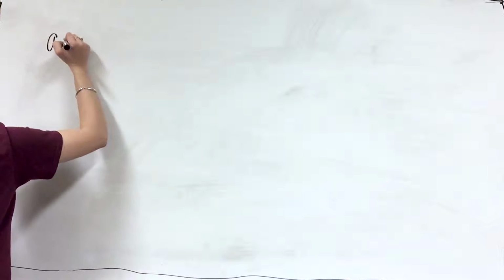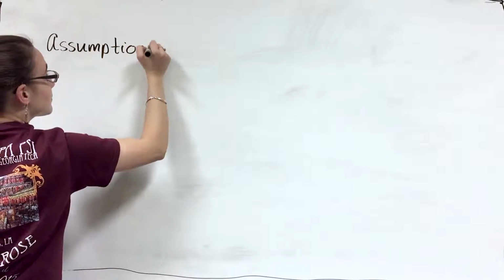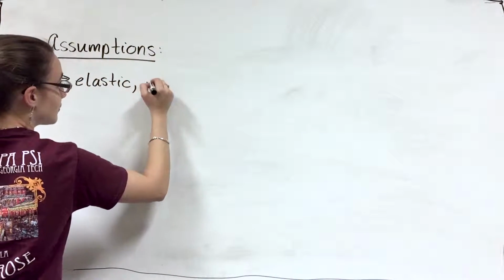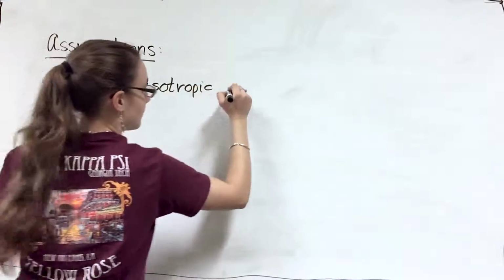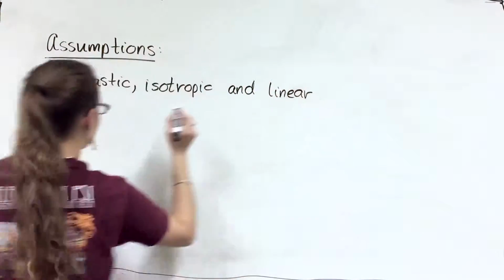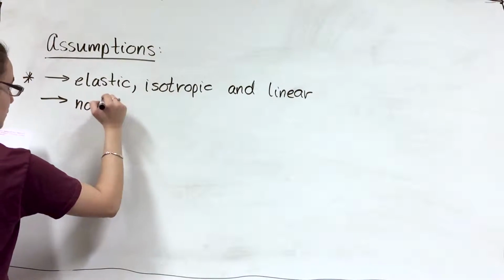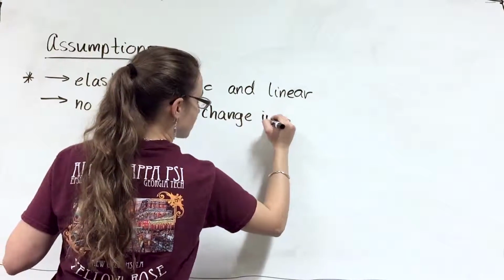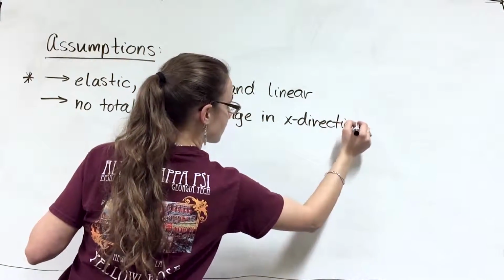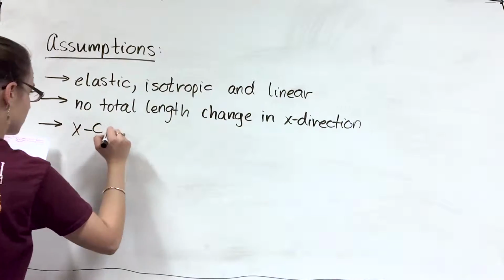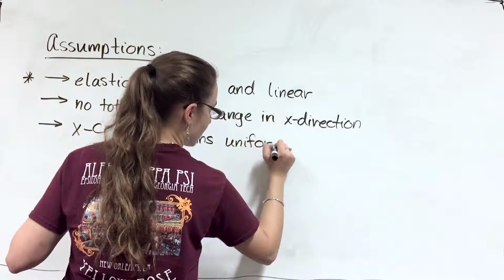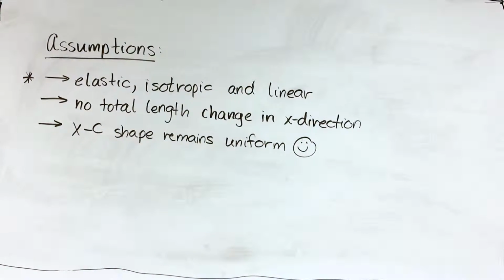Before we get into a quick example, there are some assumptions we have to make. Because the human body is very complex, we have to assume that whatever object we're looking at is, first, elastic, meaning it returns to its original shape after being deformed. It's isotropic, meaning it maintains the same physical properties in all directions. And it is linear, meaning it obeys Hooke's law and Young's modulus is constant over a varied range of strains. Second, we're assuming the total length change in the x direction is very minimal, so we can disregard it. And third, the cross-sectional area shape remains uniform throughout the entire object.